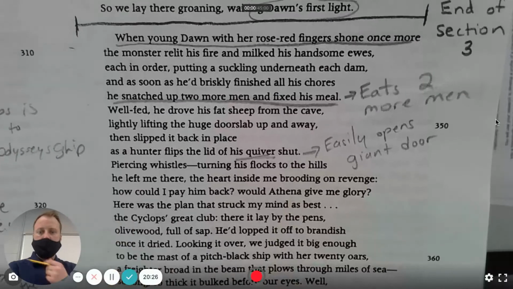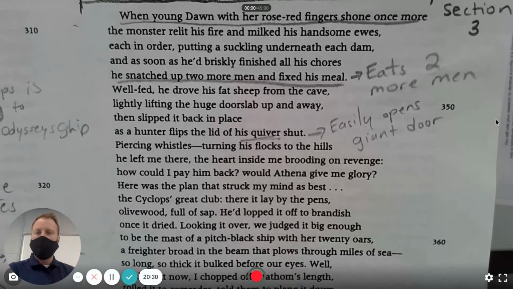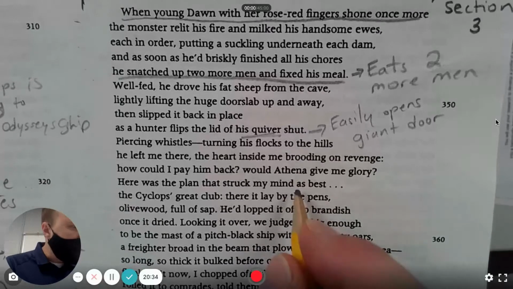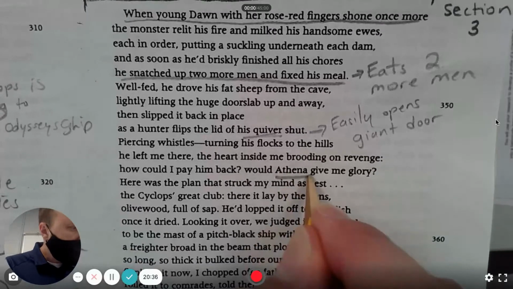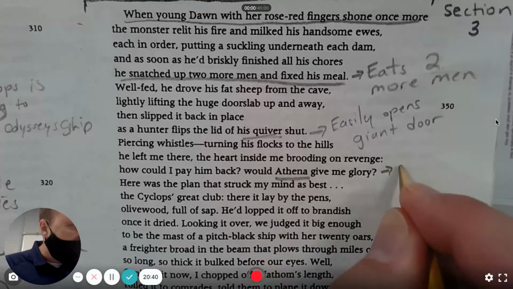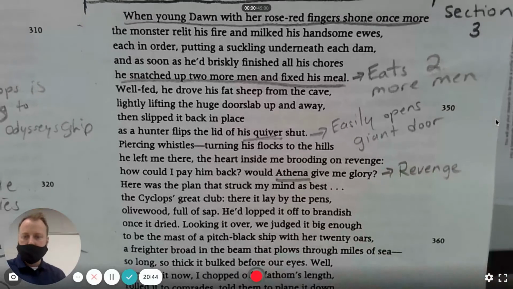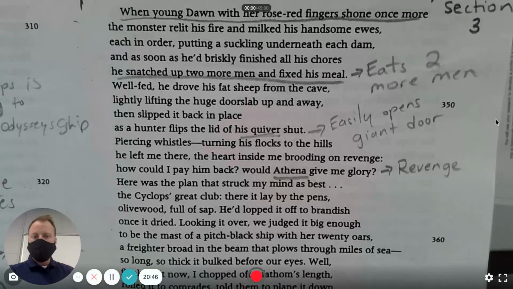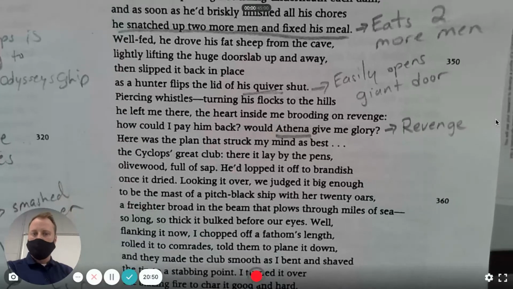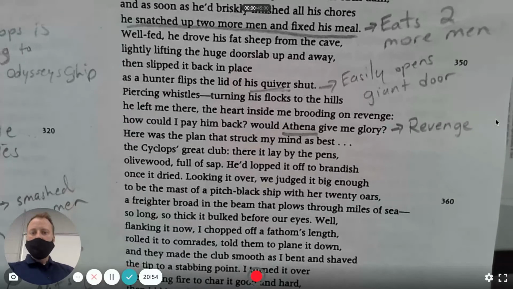"He left me there, the heart inside me brooding on revenge. How could I pay him back? Would Athena give me glory?" So Athena was a god, and he's thinking about revenge right now. How does he get back at the Cyclops? "Here was the plan that struck my mind as best. The Cyclops' great club. Here it lay by the pins, olive wood, full of sap."